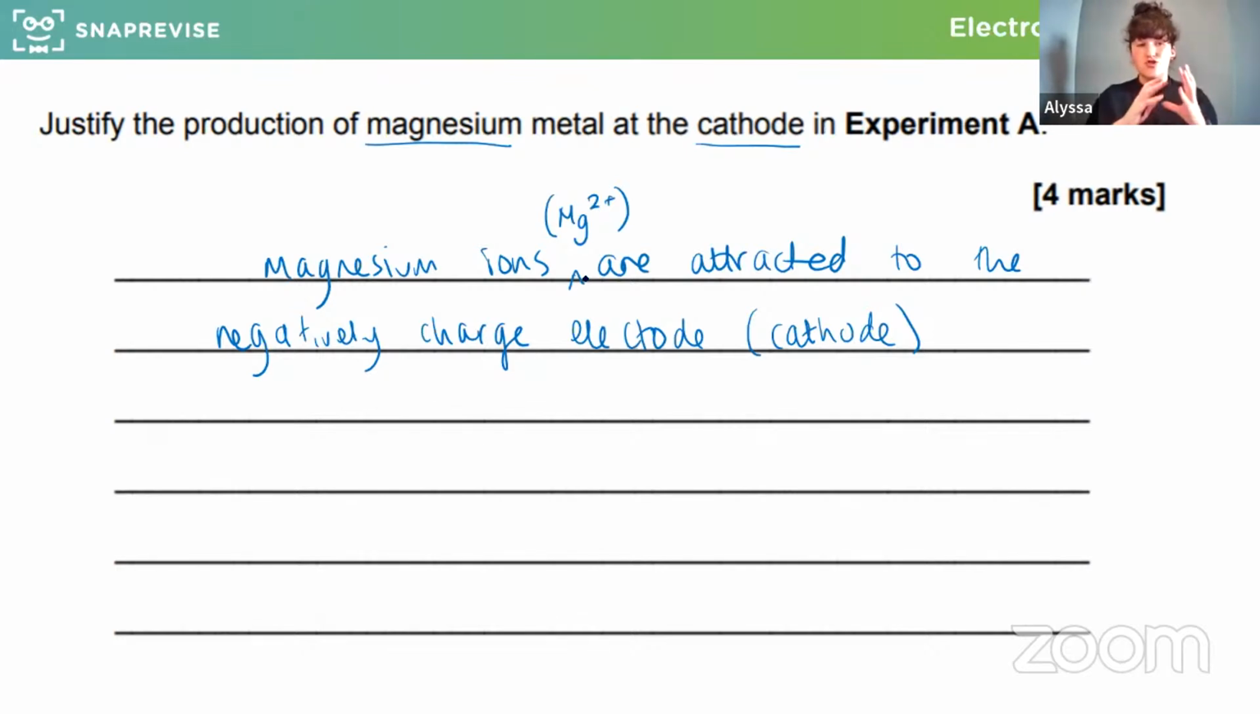If this is something that you struggle with a bit, it might be worth, like I said, going back and double checking structure of the atom, bonding, formation of ions. All this content is knowledge that unfortunately you need to have in order to succeed in electrolysis, which is one of the reasons why it's so difficult. Okay, so our Mg2+ ions are attracted to the negatively charged electrode, the cathode.